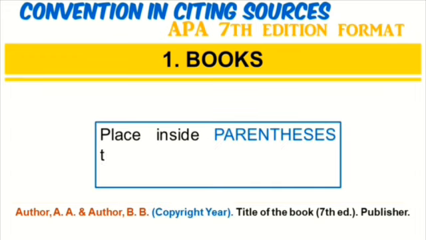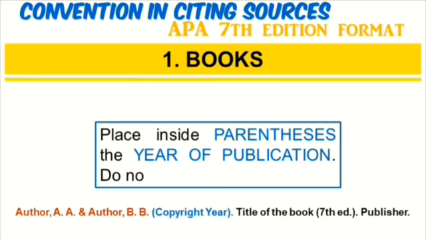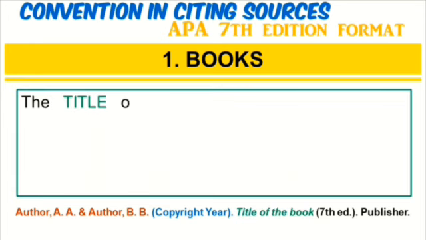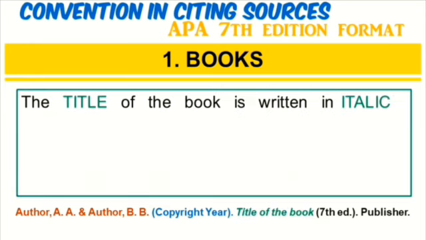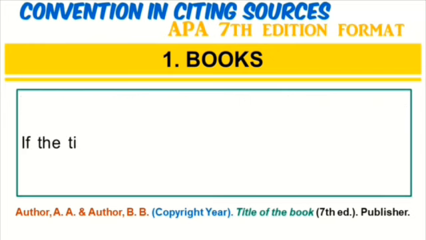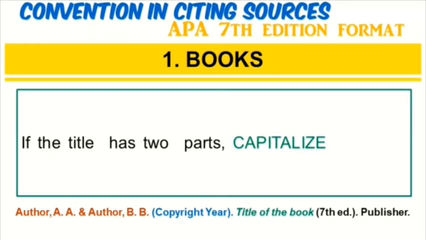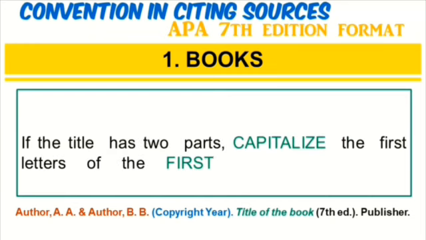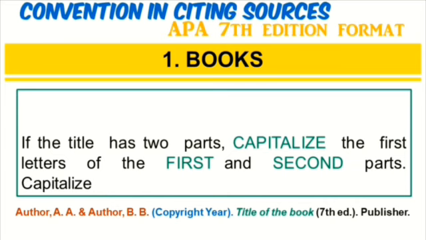For the copyright year, place inside the parentheses the year of publication. Do not forget the period. Next, the title of the book is written in italics. Capitalize only the first letter of the title. See format below. If the title has 2 parts, capitalize the first letters of the first and second parts. Capitalize the proper nouns.